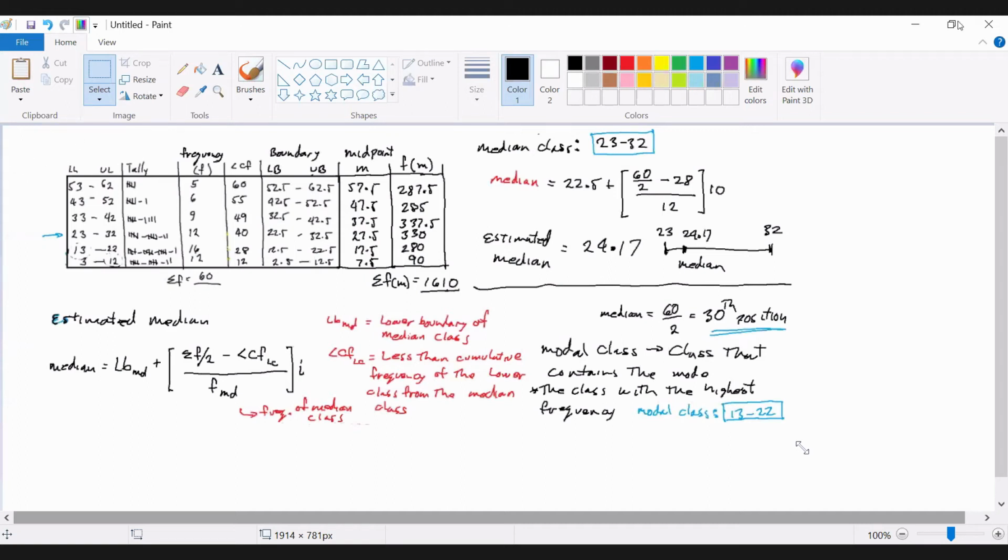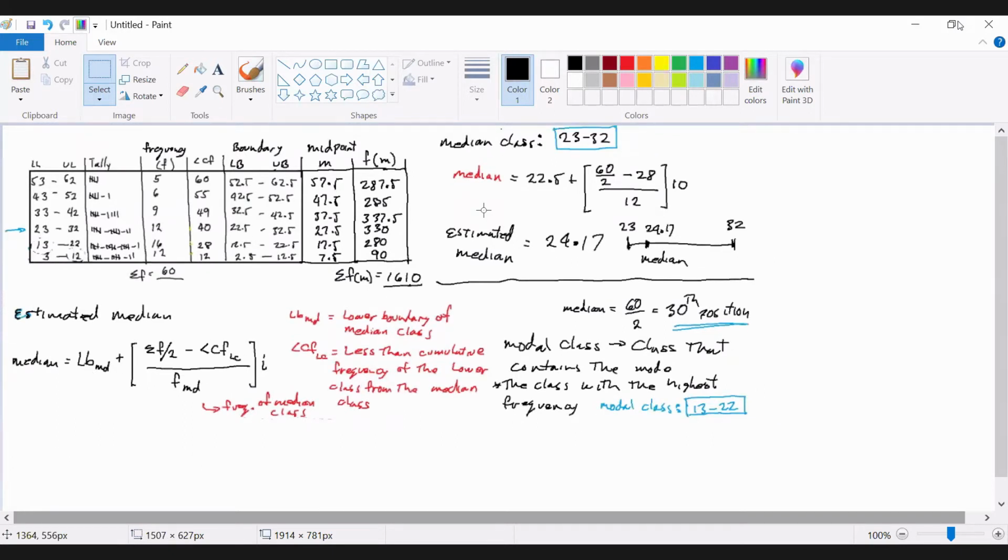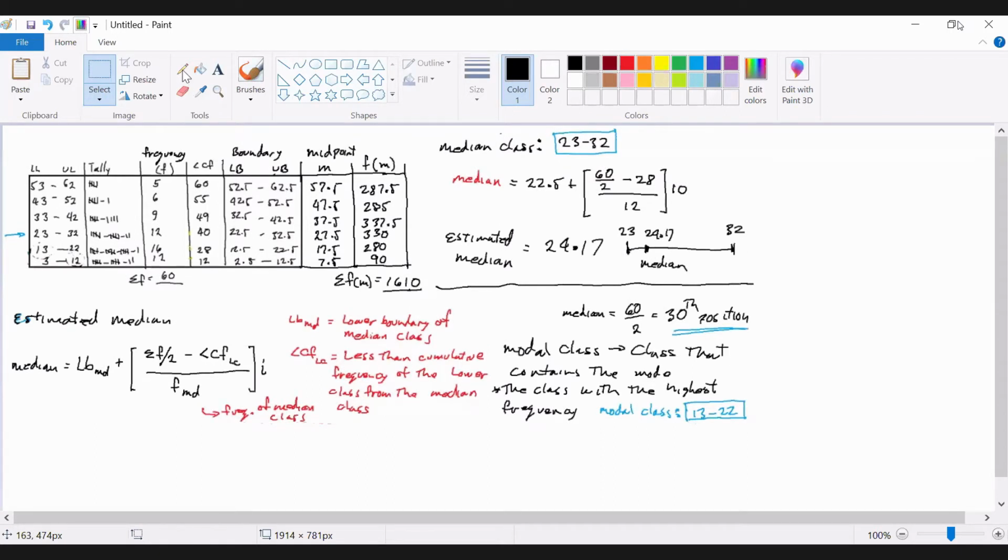Questions on how to use the formula. Okay, just make sure to have this formula with you. Okay, lower boundary. It always starts with... okay, the median class is taken by what?